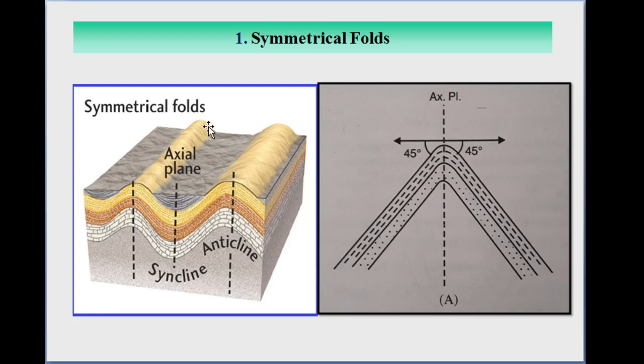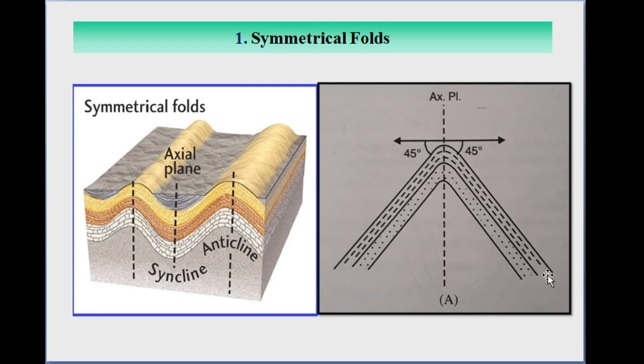So the first fold is a symmetrical fold. This symmetrical fold, in the figure you can see, both limbs are of equal length.